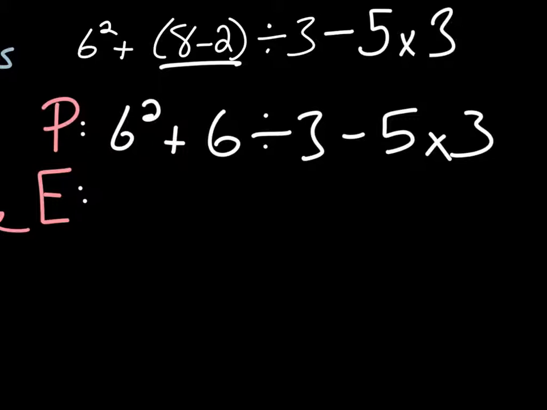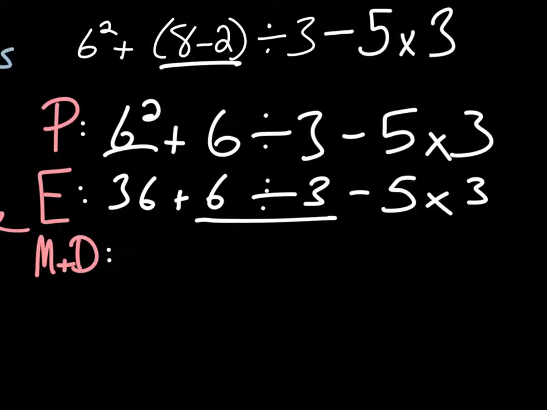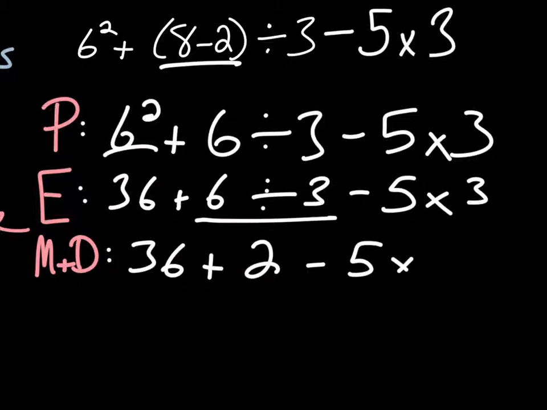So 6 squared, that becomes 36. Plus 6, we bring down the rest of the equation here. Now we are ready for the next part of our equation, which is multiply and divide. Now remember, with multiplication and division, we do them in the order in which they are from left to right. So which division or multiplication do we encounter first? In this example, it's the division. So 36 plus 6 divided by 3 is 2 minus 5 times 3.